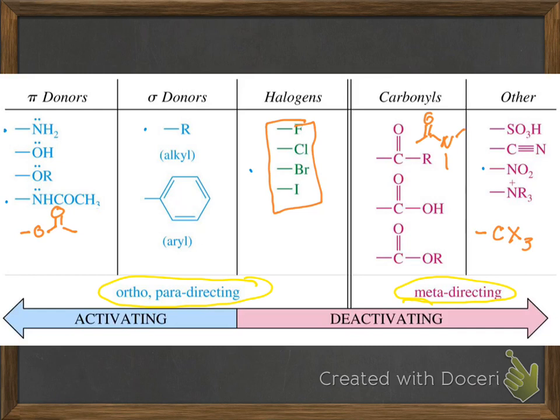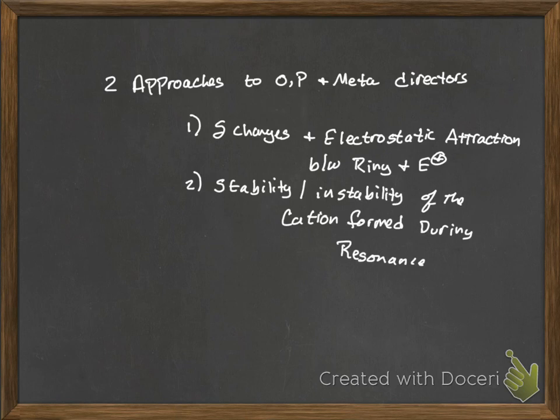So that's it for this video. The next two videos we're going to do are the different approaches of understanding how EAS directors work. The first one will be partial charges and electrostatic attraction. The second one will be stability of the cation formed. And then I'll do a third, shorter video that kind of wraps it all up and summarizes it.